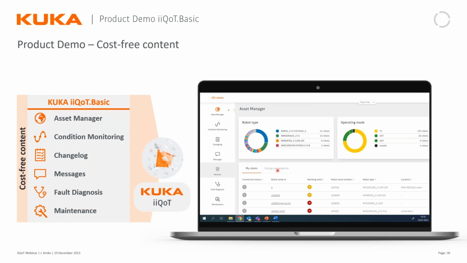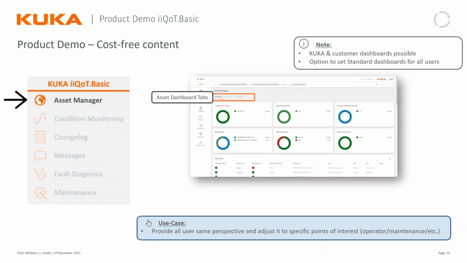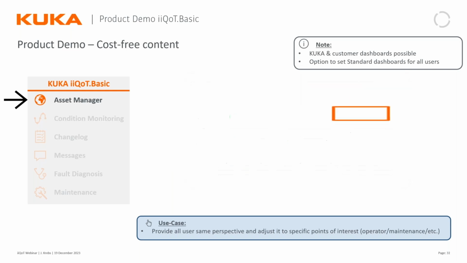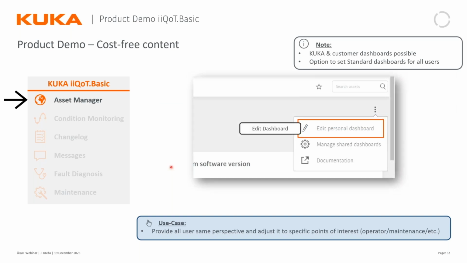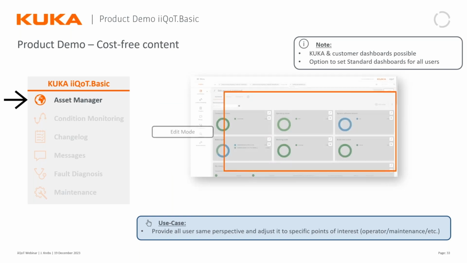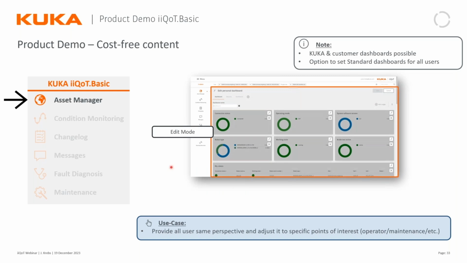cost-free content. As I mentioned, those are the 6 modules I will show you here in detail. As we start from the top at the asset manager, as you have seen already, we do have information here, but what I want to focus on is the dashboard tab. So these dashboards basically show you a specific set of information. On the top right side, we have the settings, and in these settings, you can edit your personal dashboard. So whatever is of interest to you, you can edit yourself.